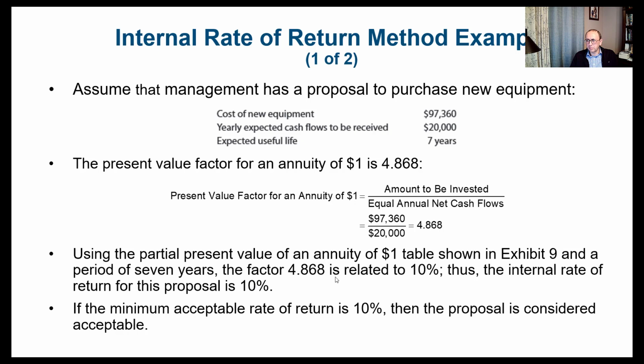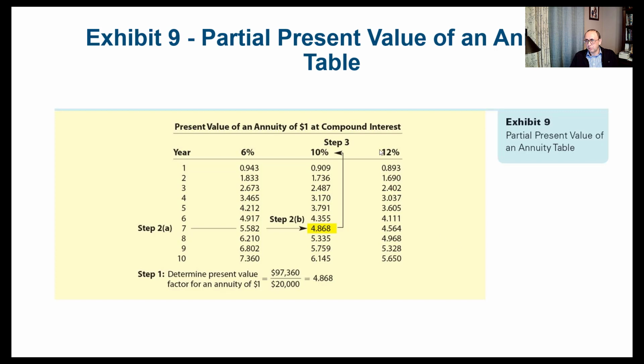But let's try to explain this a little bit more. So we got the 4.868. We go to the annuity table, the present value of annuity of $1 compounded. We go to 7 years, okay? And then we start looking for a factor that's close to the 4.868 that we calculated. And here we found it. So we go up and see what percentage is that. And once we see the 10%, this means that this is the internal rate of return. So the 10% based on this factor is the internal rate of return.